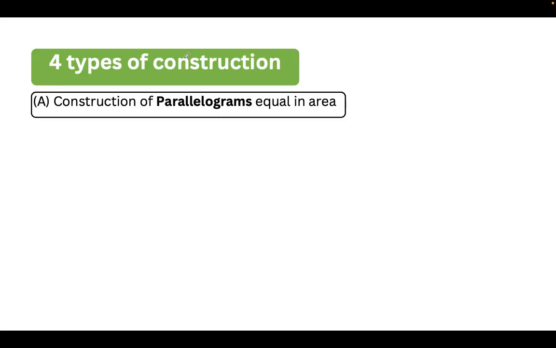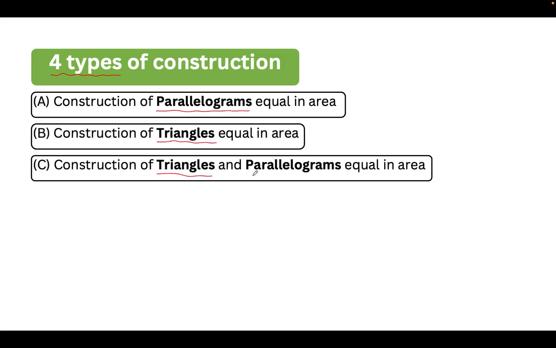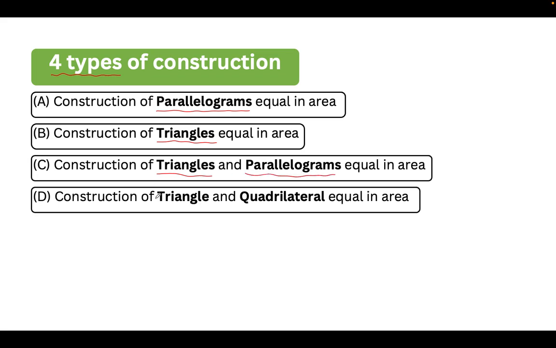First of all, we will learn about the types of construction. There are basically 4 types of constructions, and they are construction of parallelograms equal in area, construction of triangles equal in area, construction of triangles and parallelograms equal in area, and construction of triangle and quadrilaterals equal in area. All types of constructions involve equating the area, that is, equal in area. We will first start with construction of parallelogram equal in area, then move on to B, C and D.